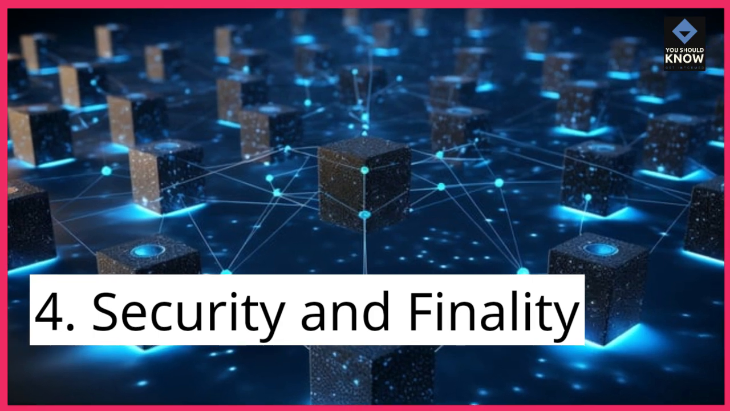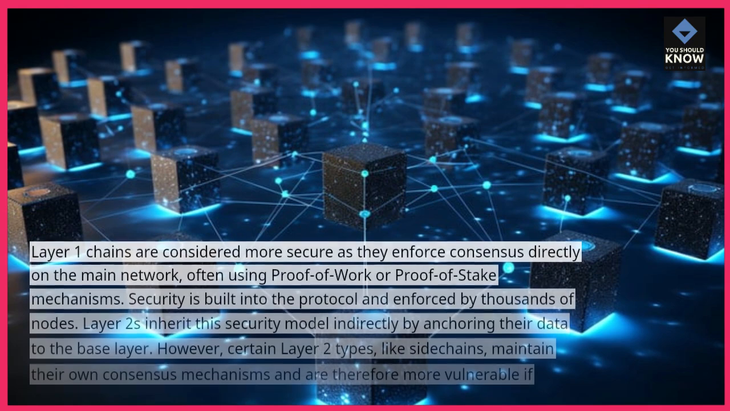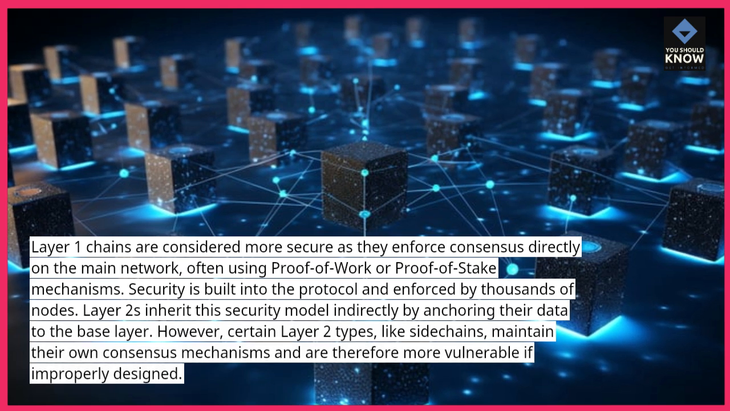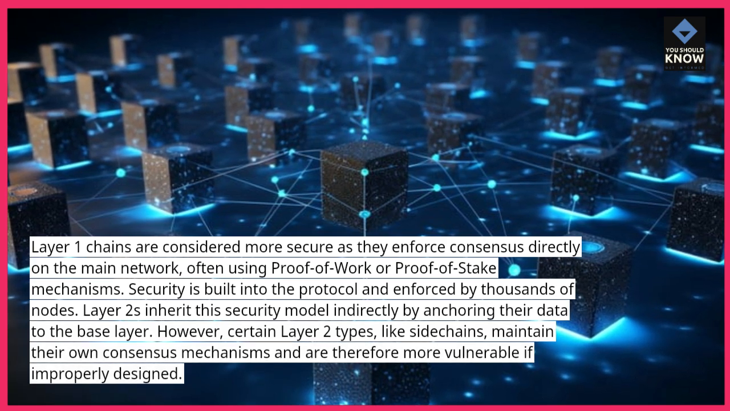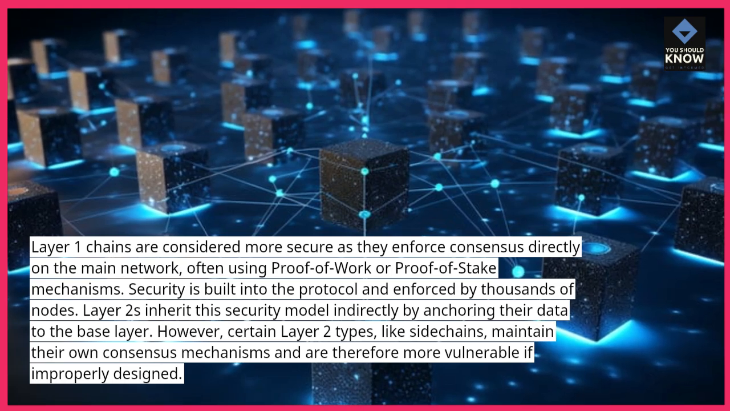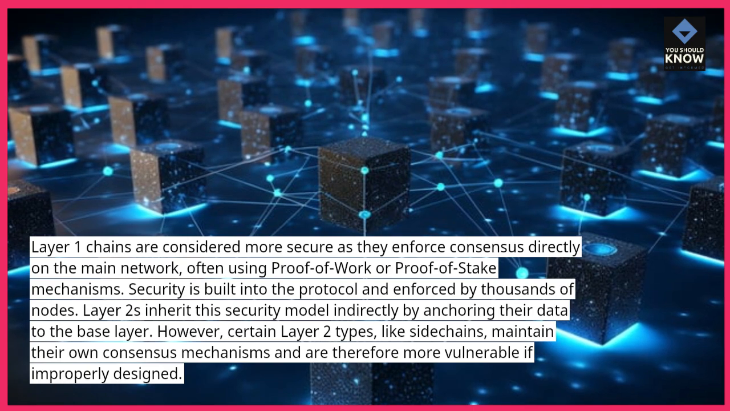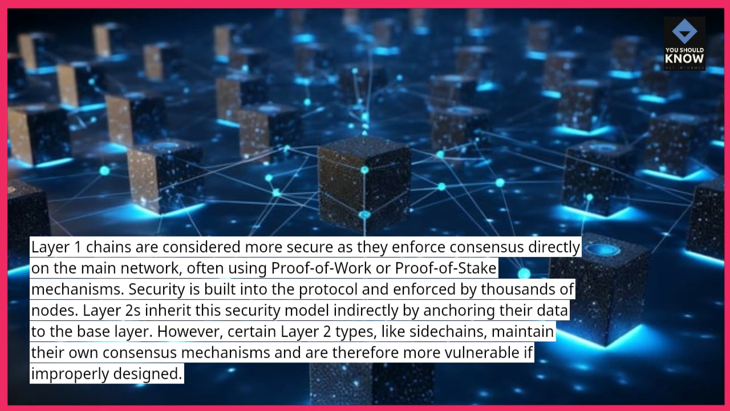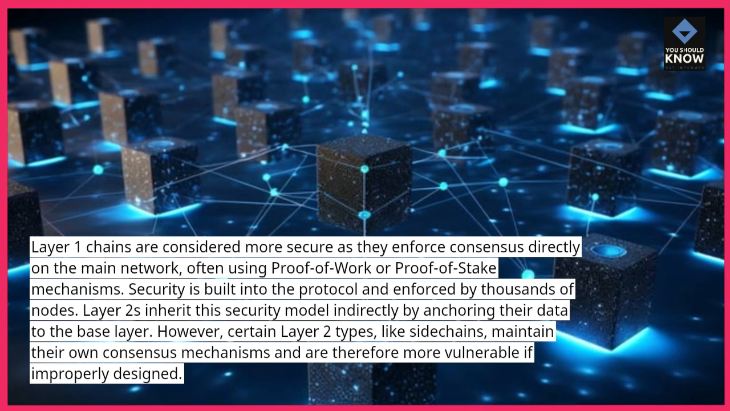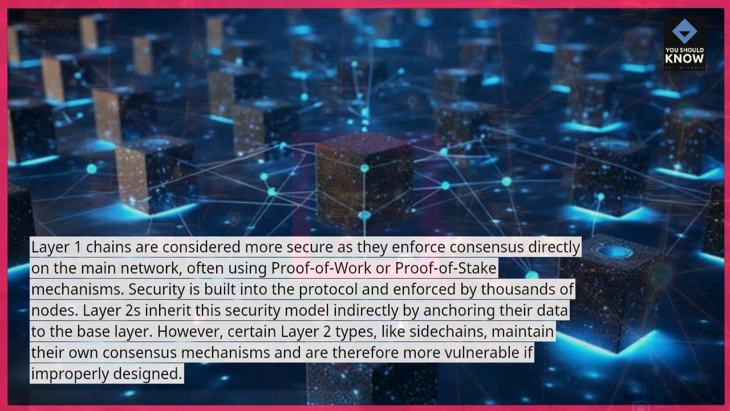4. Security and finality. Layer 1 chains are considered more secure as they enforce consensus directly on the main network, often using proof-of-work or proof-of-stake mechanisms. Security is built into the protocol and enforced by thousands of nodes. Layer 2s inherit this security model indirectly by anchoring their data to the base layer. However, certain Layer 2 types, like sidechains, maintain their own consensus mechanisms and are therefore more vulnerable if improperly designed.